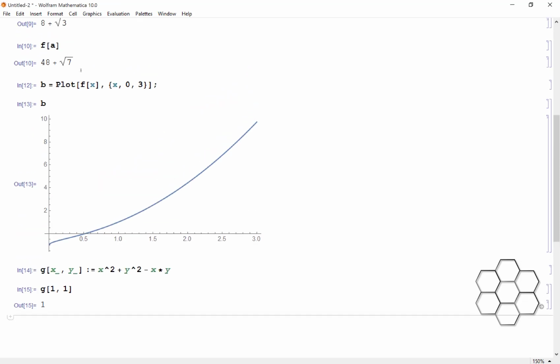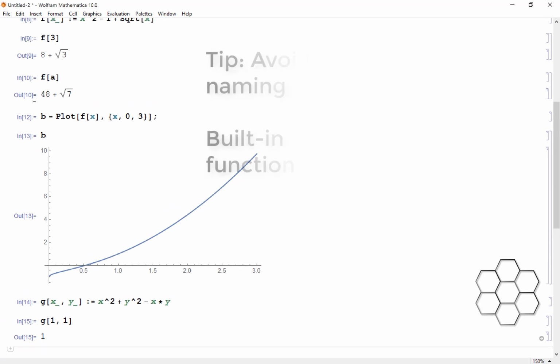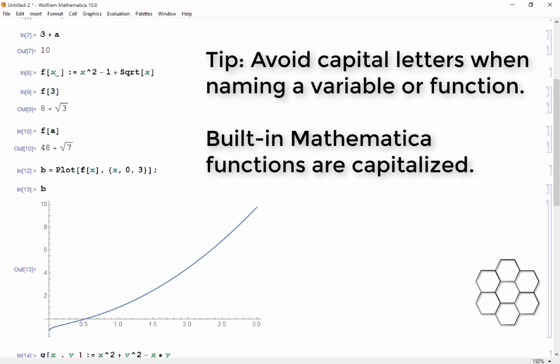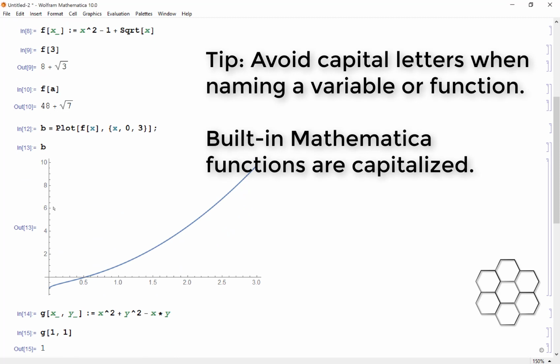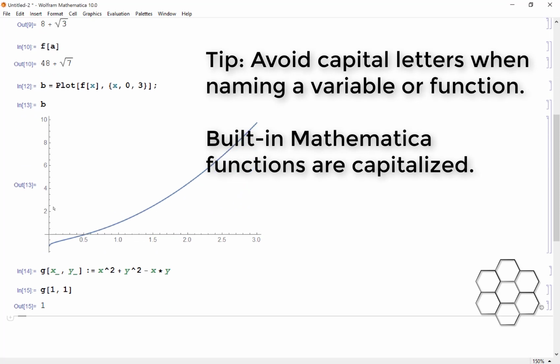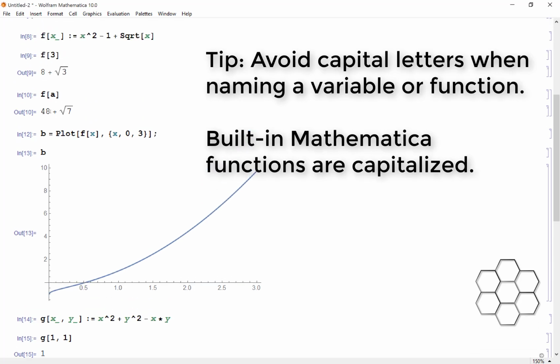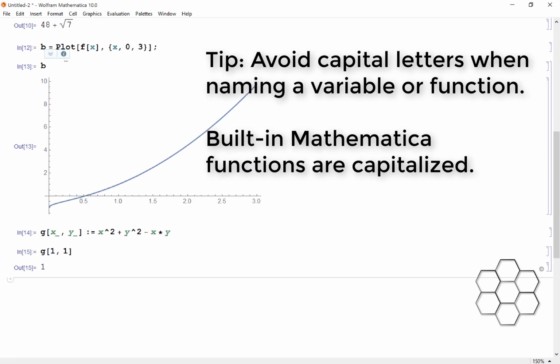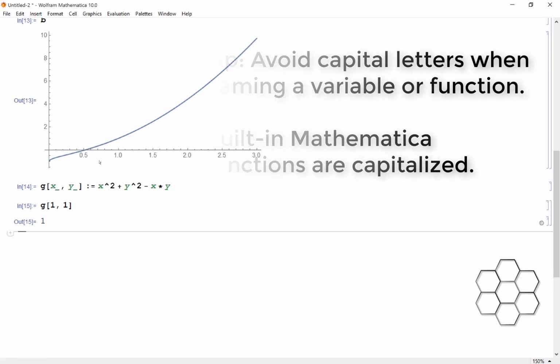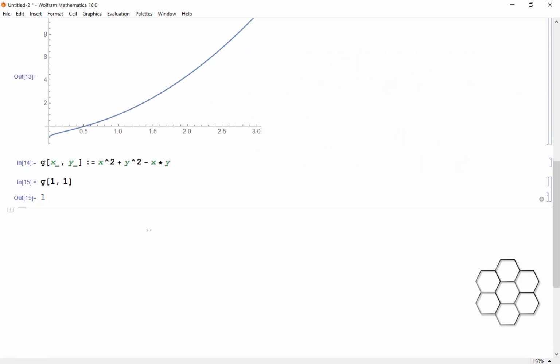Okay, now a tip that I have is when you label a function or you give something a name, avoid using capital letters. The reason is that all the built-in functions in Mathematica are capitalized. If you forget a capital letter, it will not work. Okay, so it's best to let your own labels be lowercase and keep the capital letters reserved for Mathematica functions. So speaking of which, let me show you some common functions that we have available to us in Mathematica.